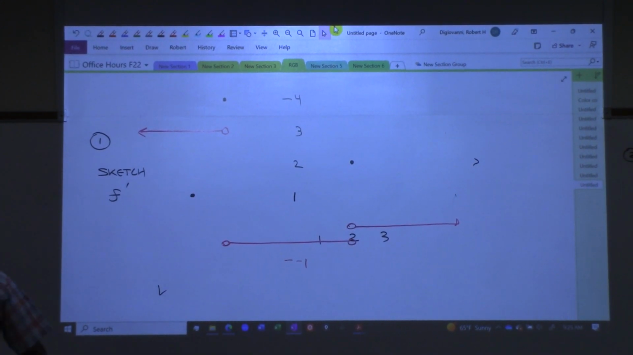So we are going to talk about the product rule and quotient rule today.